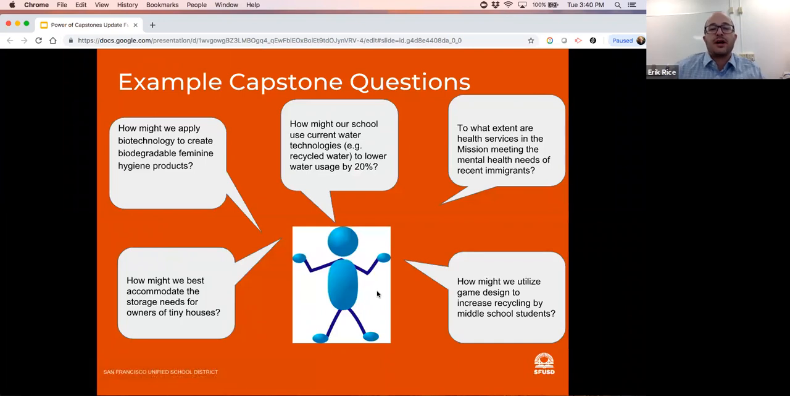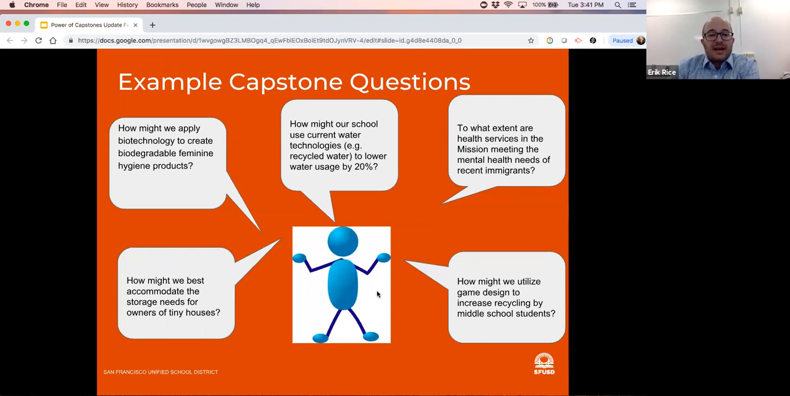So some examples of some of the really cool capstone questions we've seen students take on, and you'll probably be able to see the different sectors that are represented here. We saw a student in a biotech pathway take on the question of how might we apply biotechnology to create biodegradable feminine hygiene products. They took original research that had been done, not in that particular area, but they had to take that and apply it into a new situation. So they had some proposed scientific solutions that they had to defend.